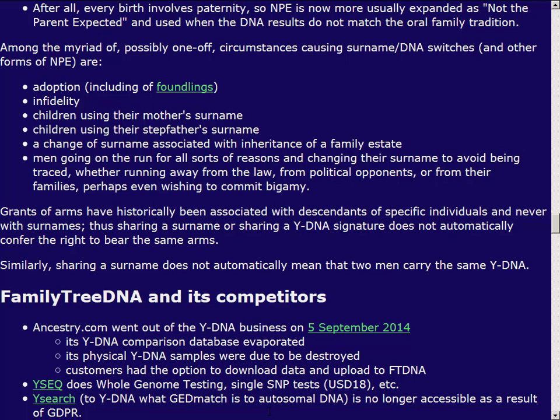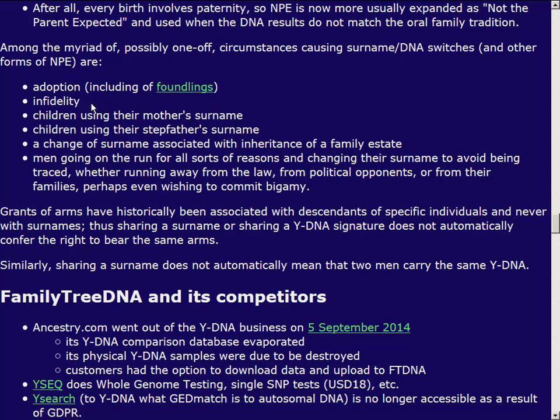So why could you have surname DNA switches? You can have adoptions. You can have foundlings. My closest match when I started DNA about 5 years ago was a foundling who, she's now in her 80s and a great-grandmother, and thanks to DNA, only in the last year has she figured out who her father and mother were. Her story's online. I won't have time to go into it, but you can follow that link if you want to read it.